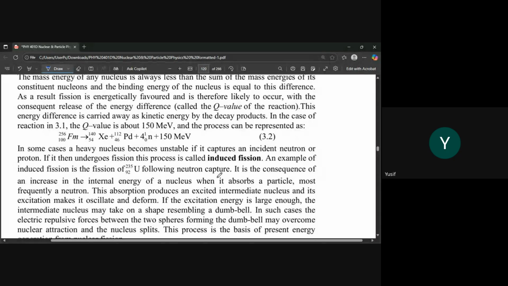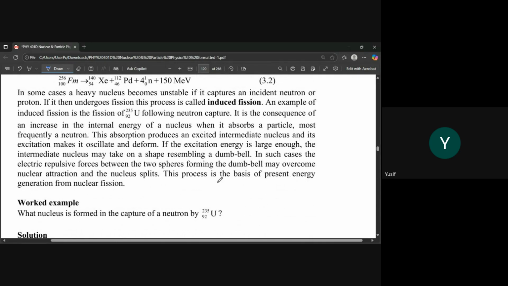This absorption produces an excited intermediate nucleus, and its excitation makes it oscillate and deform. If the excitation energy is large enough, the intermediate nucleus may take on a shape resembling a dumbbell. In such cases, the electric repulsive force between the two spheres forming the dumbbell may overcome nuclear attraction and the nucleus splits. This process is the basis of present energy generation from nuclear fission.